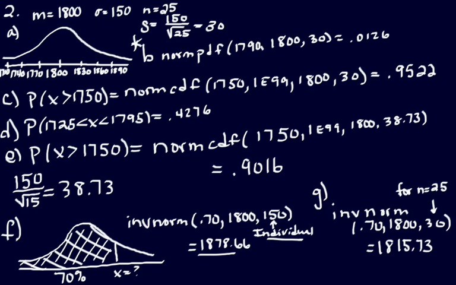So it turns out to be 1,815.73, which makes perfect sense when we talked about the standard deviation, as the sample size goes up. In this case, we went from 1 to 25. The spread shrinks, so that we would expect this number and this number to be different. And this one specifically needs to be closer to the mean, and it definitely is. Okay, so that's inverse norm versus normal CDF. Make sure that you remember when I ask you about the individual versus the group or the average, that's what you're going to take care of.